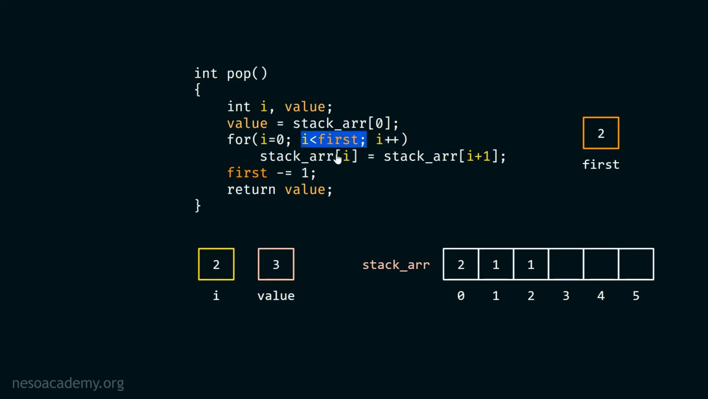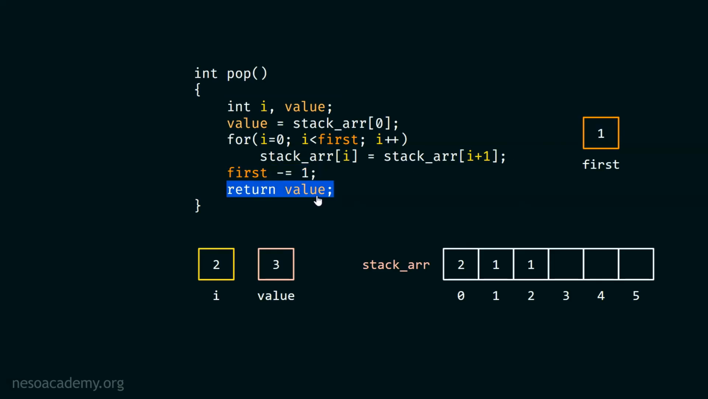Then again, we will check this condition: is I less than first? 2 is not less than 2. Of course, we are done with this procedure, right? Here, this condition must not be satisfied. And you can see that 2 is not less than 2. So we will get outside of this for loop. And then after this, it is important that we decrement the value of first by 1. Finally, we can return the topmost element.